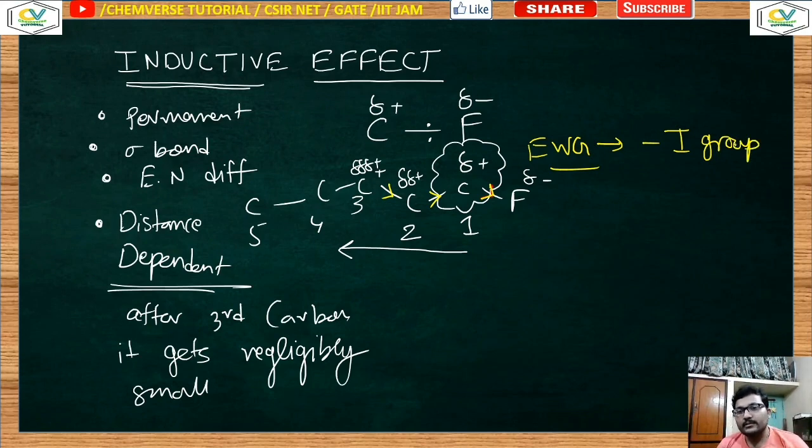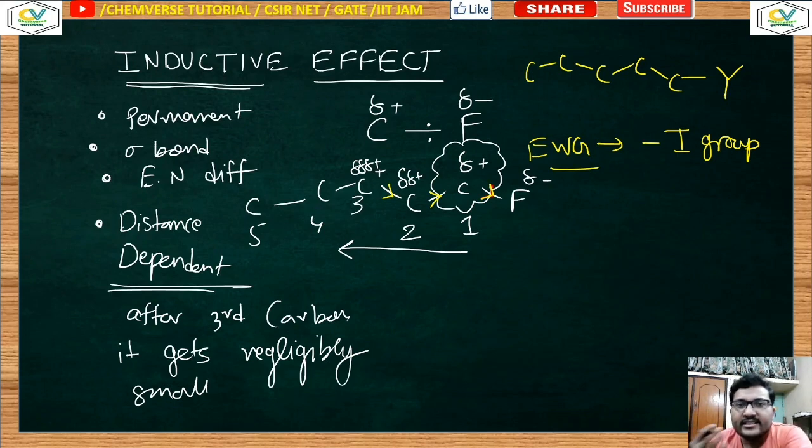And there might be some group which is pushing electron density. Suppose I am taking this carbon chain and some Y group is there. Now Y is such that the opposite case is happening. That means now it is pushing the sigma bond pair of electrons to that carbon atom. So what will happen?